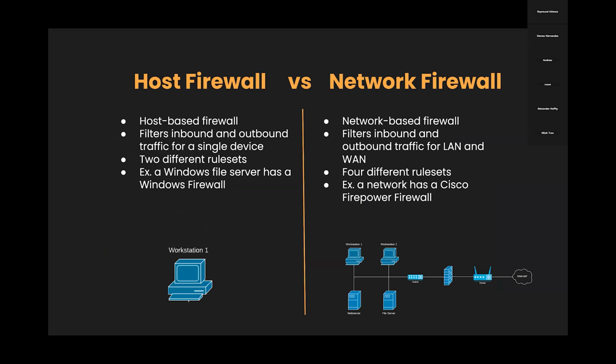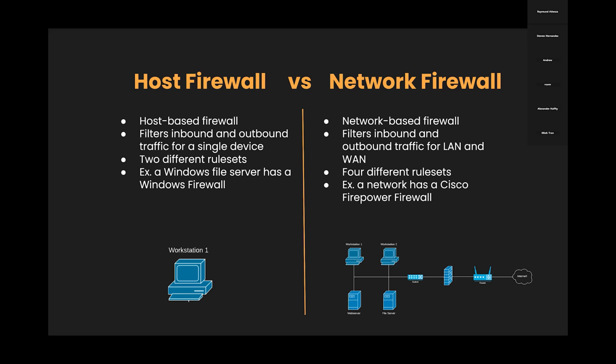So we'll be going over two types of firewalls. We have a host firewall, which is on a single device, and we have a network firewall, which is on a router, a switch, or another dedicated device. On your host firewall, it filters inbound and outbound traffic on a single device, which means there are only two rule sets that you have to worry about. And for instance, this could be like a Windows firewall.